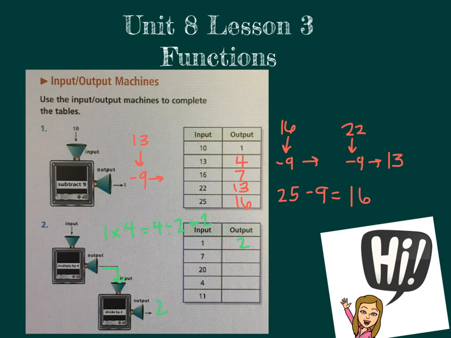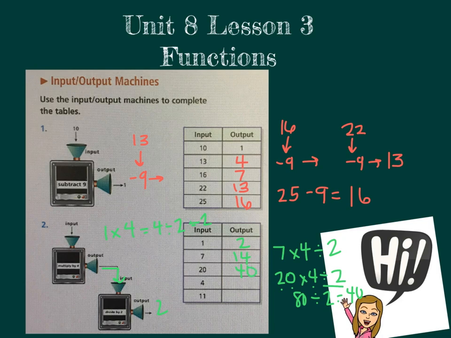So we'll do the same thing for these other ones. If I put in 7, multiply by 4 first, and then divide by 2, 7 times 4 is 28, divided by 2 is 14. Now they're putting 20 into the machine, then times 4, and divided by 2. So 20 times 4 is 80, and then divided by 2, because I still have to do that part. So the output would be 40.